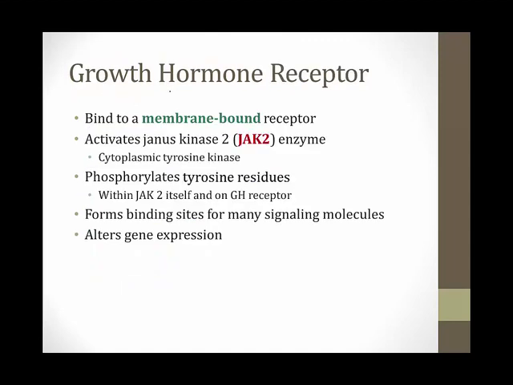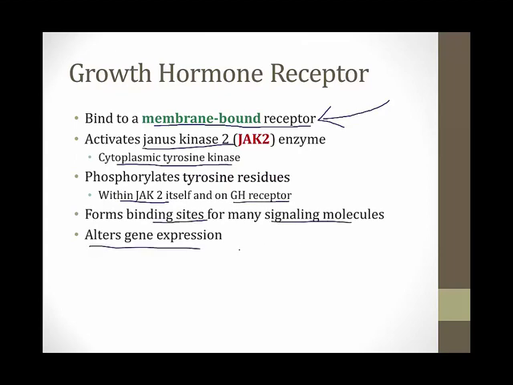Growth hormone has a receptor that has been well described in the basic science literature. It's a membrane-bound receptor, and you should know that it's a membrane-bound receptor because growth hormone is a protein hormone, and almost all protein hormones have a membrane-bound receptor. When that receptor is activated, it activates an enzyme called Janus kinase 2 or JAK2, which is a cytoplasmic tyrosine kinase enzyme. This enzyme will phosphorylate tyrosine residues within the JAK2 enzyme and also on the growth hormone receptor. This forms binding sites for many signaling molecules, and this leads to alteration of gene expression.